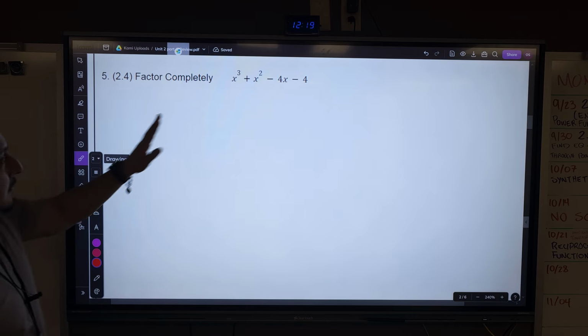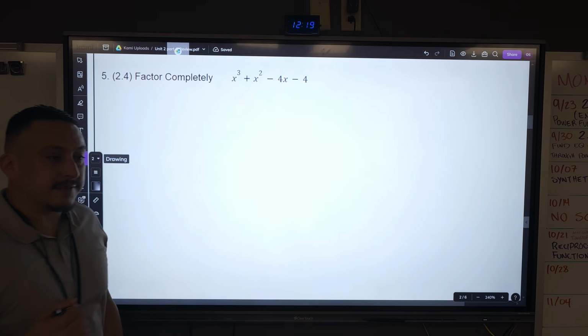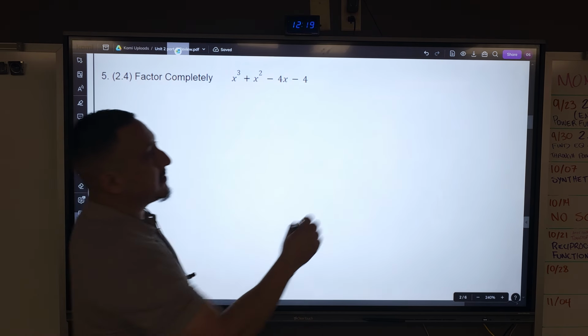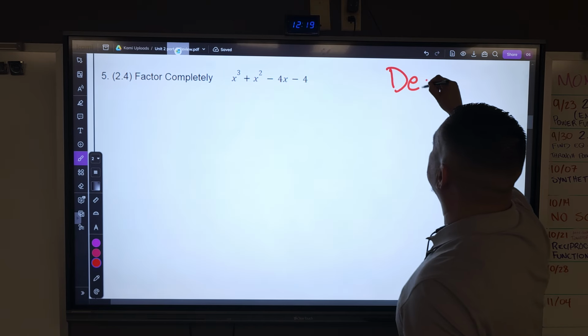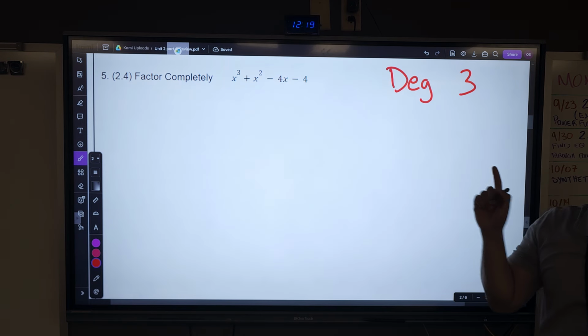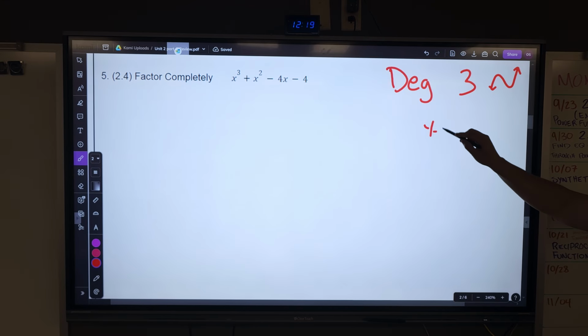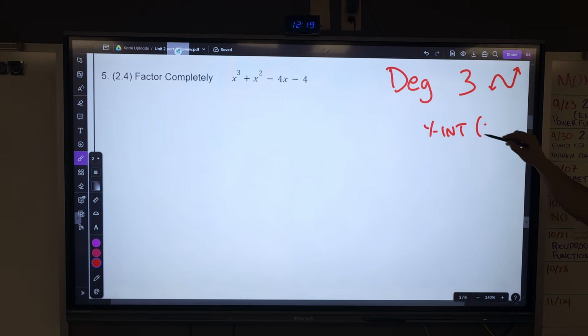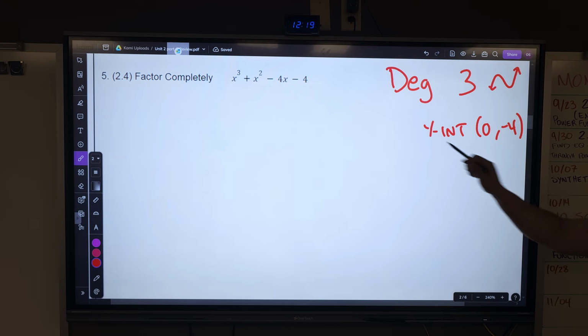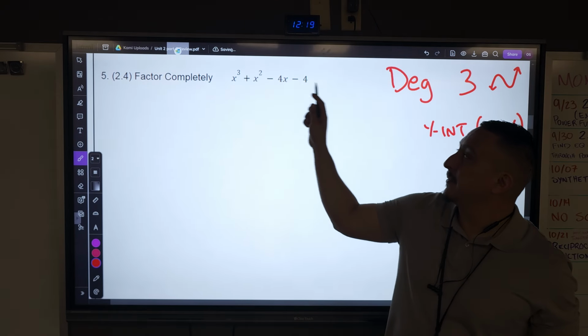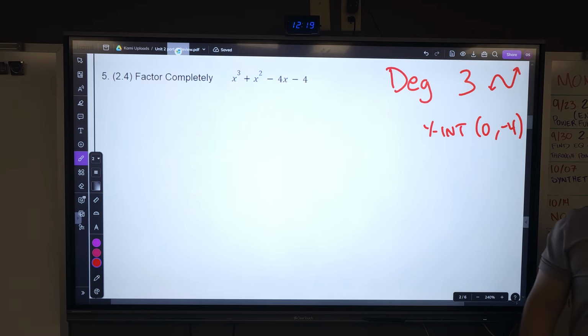Number 5, notice we don't say factor by grouping, we just said factor. But when you have 4 parts like that, it's factor by grouping. But before, let's break it down. Degree 3, you don't add the powers, the highest power is your degree. And it's positive in the front, so it's going to look like that. What would the y-intercept be on this one? It'd be negative 4, because these would all cancel to 0, leaving you only with negative 4.